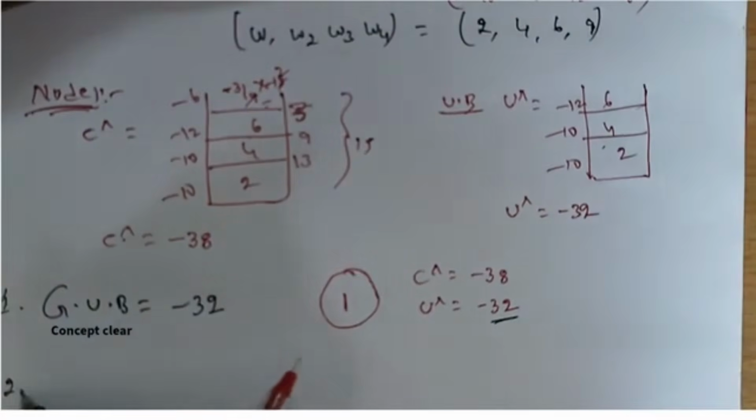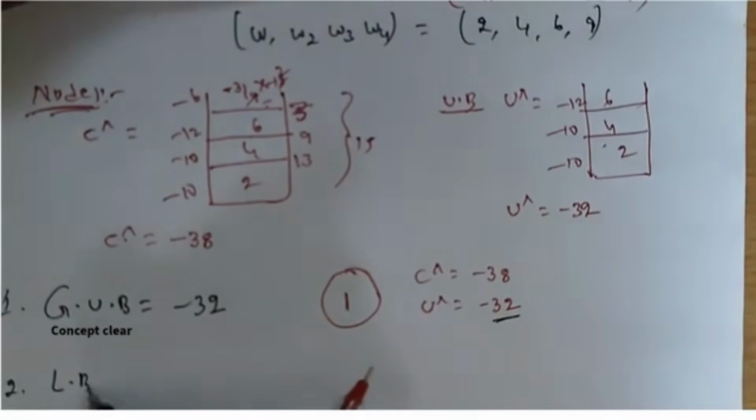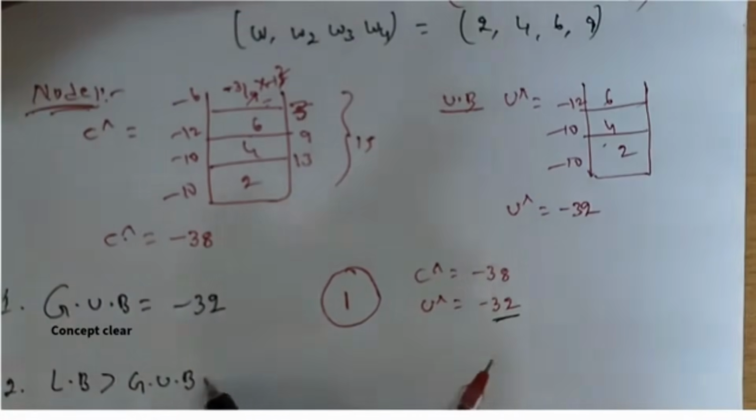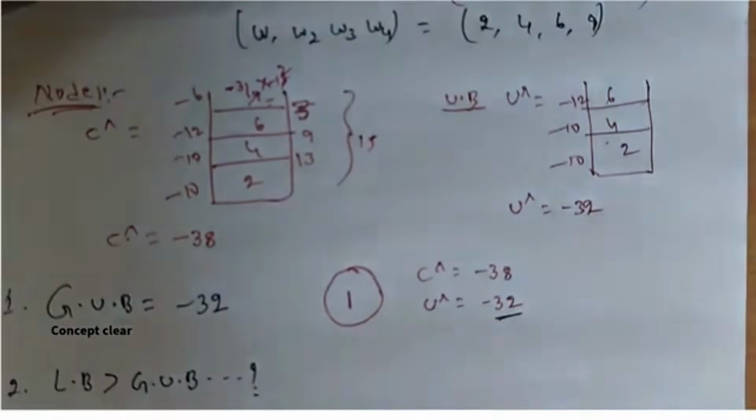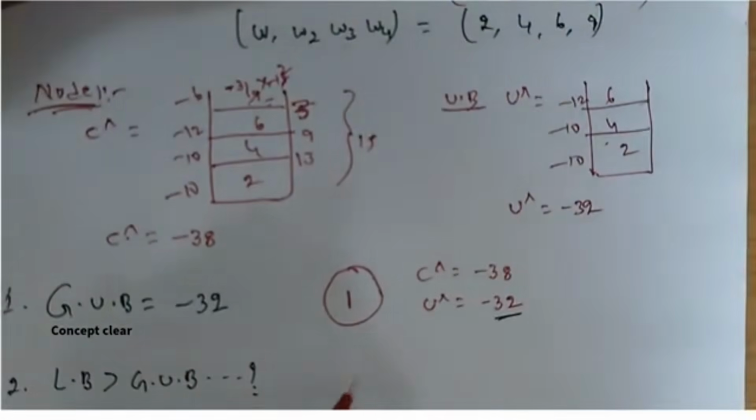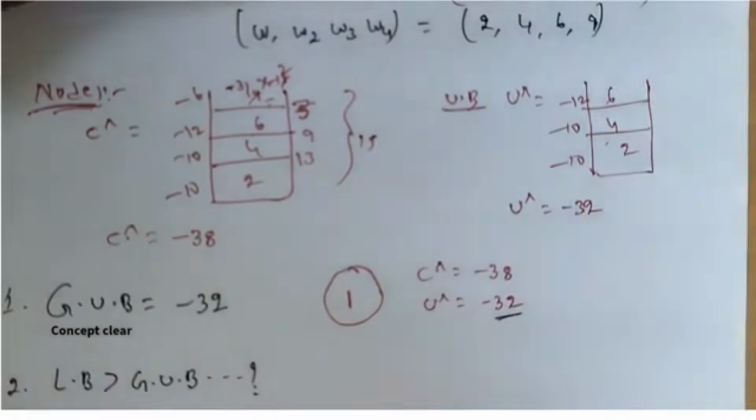And what is the second condition? Here, if the lower bound value is greater than GUB, we have to check this every time. Then kill the node.